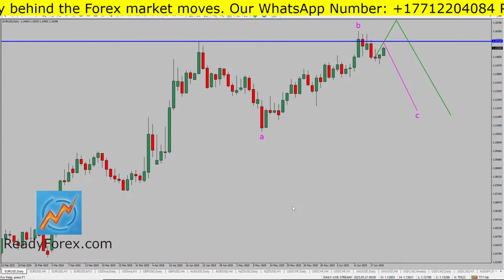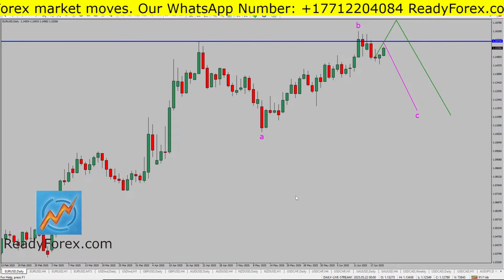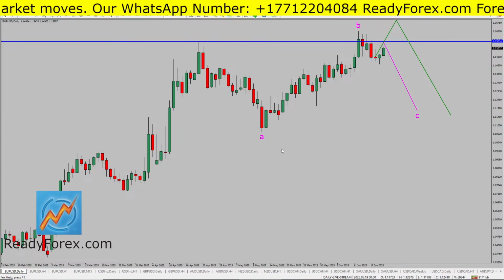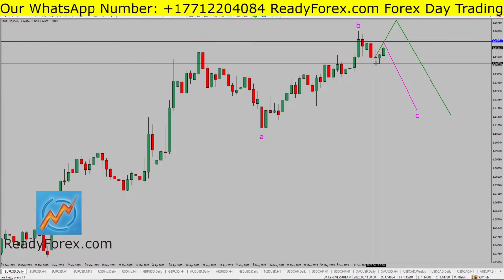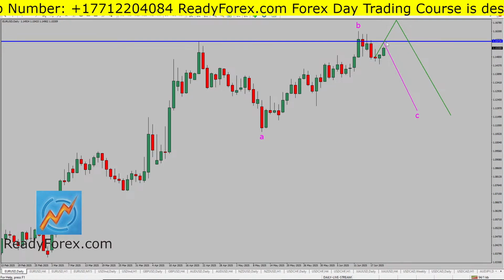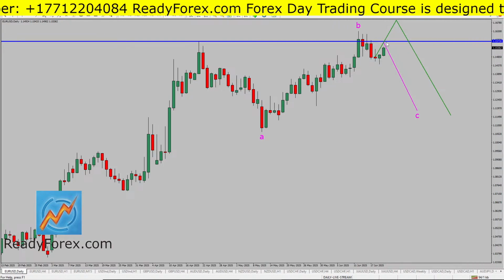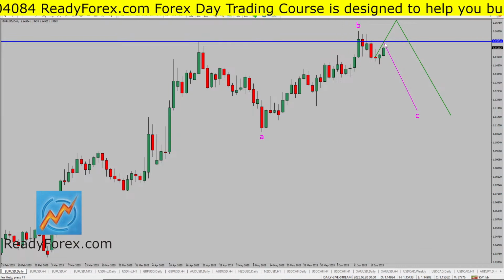I'm going to start my analysis. This is the euro dollar currency pair daily time frame. Right now, the euro currency is going to rise up a little, and it's quite possible that price is going to drop from current price levels.